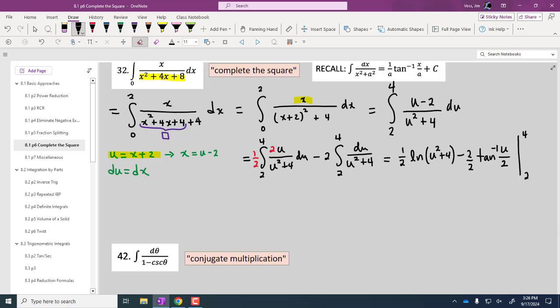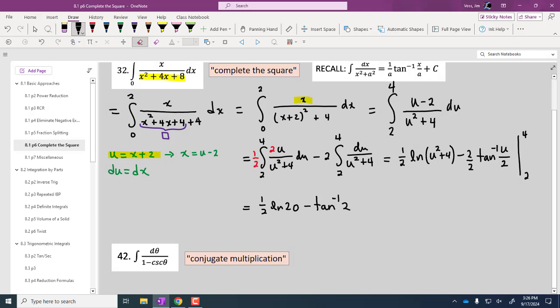All right, we're almost there. So now we just have to substitute our limits of integration. If we plug in the 4 first, we're going to have 1/2 natural log. 4 squared, 4 times 4, is 16. So we get natural log of 20 minus inverse tangent of 2.